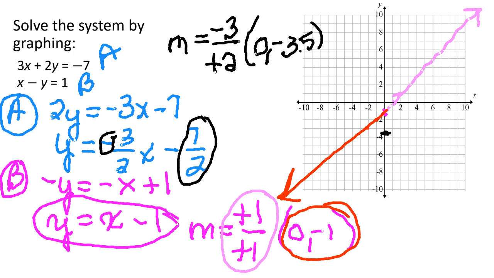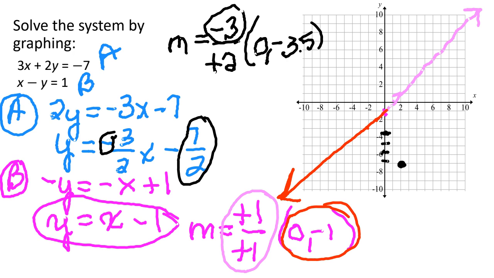Okay. I'm going to go down 3, which means this is 1, 2, 3. And I'm going right 2, which is right here. I'm going down on the graph this time.